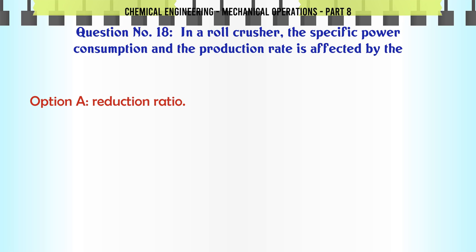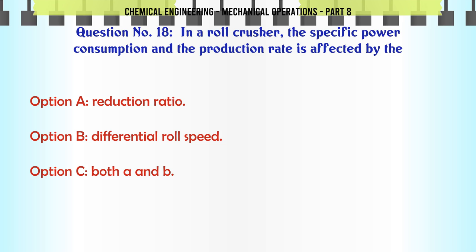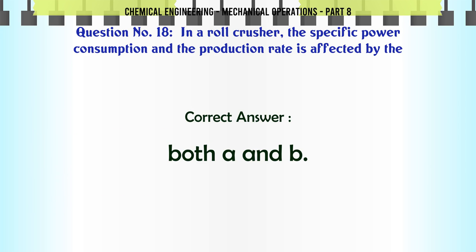In a roll crusher, the specific power consumption and the production rate is affected by the A. reduction ratio. B. Differential roll speed. C. Both A and B. D. Neither A nor B. The correct answer is both A and B.